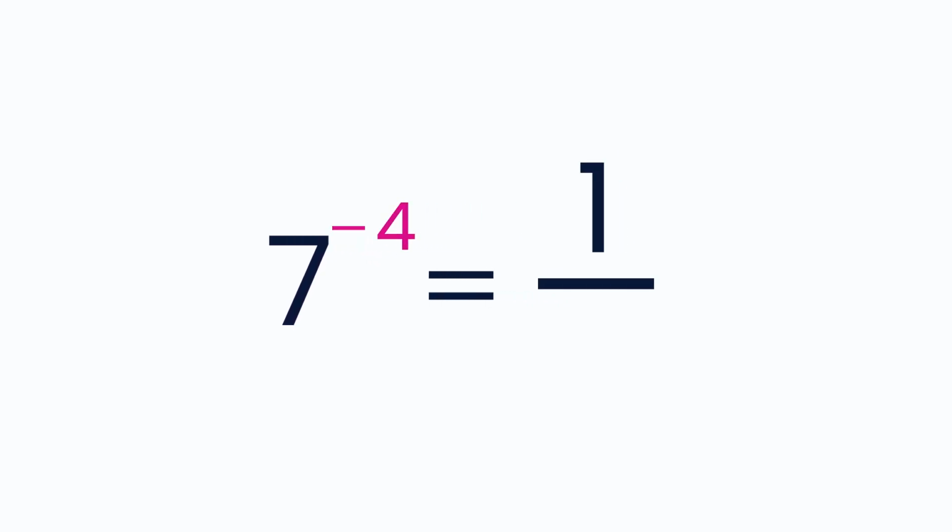Let's look at a final example. Write 7 to the power of minus 4 as a power with a positive exponent. You make a fraction with 1 in the numerator and put the power with a positive exponent in the denominator. 1 over 7 to the 4th power. 7 to the power of minus 4 equals 1 over 7 to the 4th.